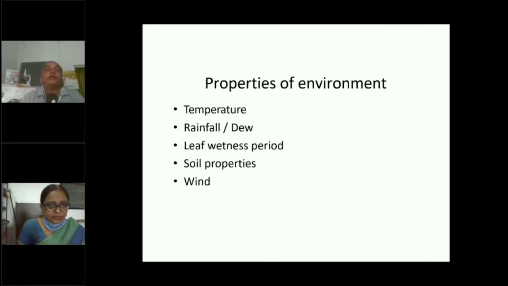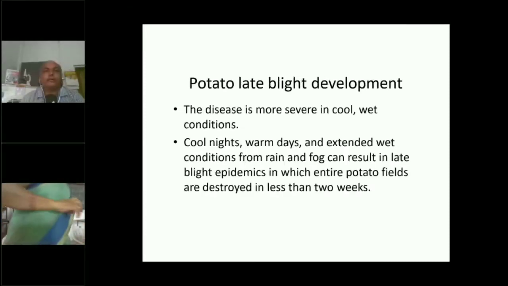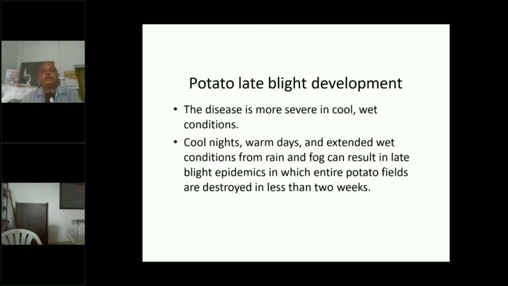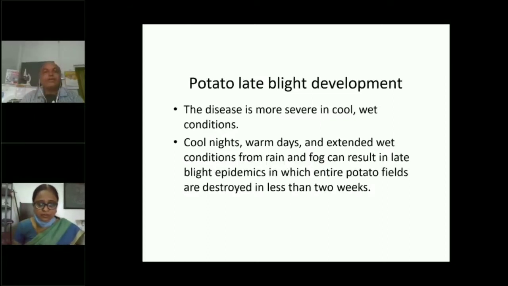Then, for example, if you take the example of potato late blight development, in every disease there are different conditions of environment which we call predisposing factors for the development of disease. These predisposing factors are different for different diseases. For instance, if you take the example of potato late blight, the disease is more severe in cool and wet conditions. Then, depending on these conditions, we can predict the disease.